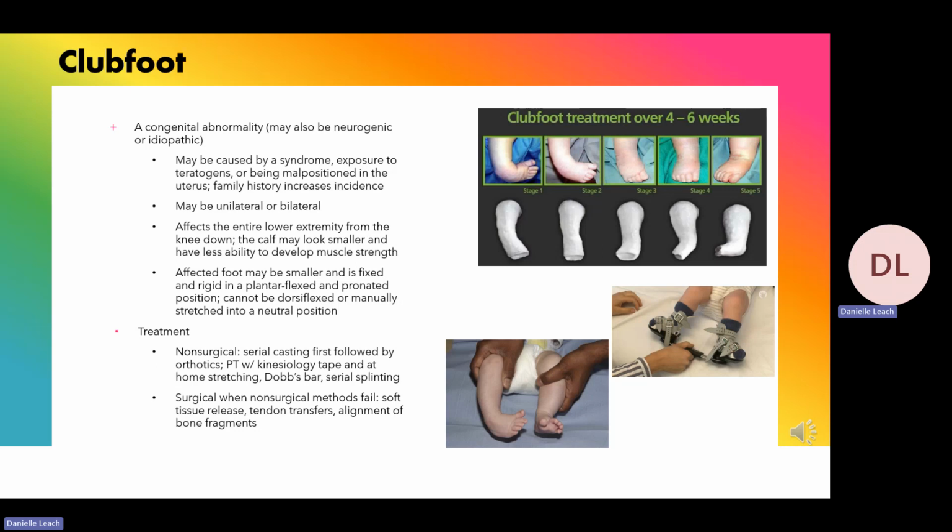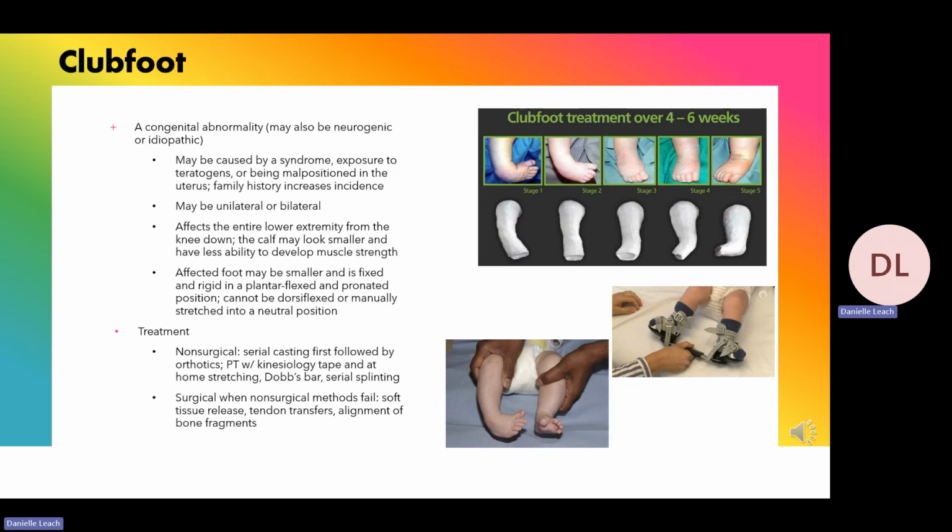Other non-surgical treatments that could be used, especially for less severe cases of clubfoot, are things like physical therapy, where they're using kinesiology tape to put it into the correct position. Also physical therapy where they're using massage that can be taught to the parents to do at home as well, like manual stretching and massage exercises. Also serial splinting, which is similar to the serial casting. It's just a splint instead of a cast.